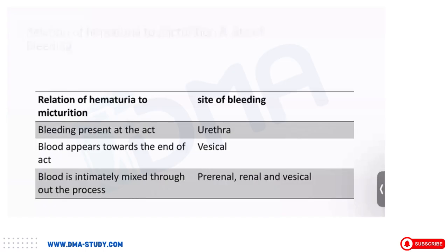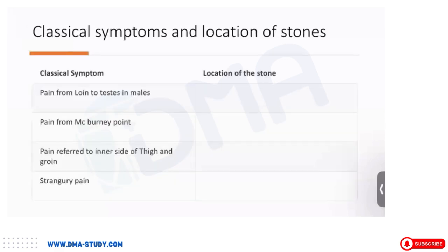So first thing is your stones, kidney stones. Depending upon the pain, the hematuria and the site of bleeding: if bleeding is present at the start of the act, then the injury is in the urethra. If bleeding appears towards the end, then it is a bladder one. If the bleeding is intimately mixed throughout the process, it could be a kidney one, pre-renal or bladder one.